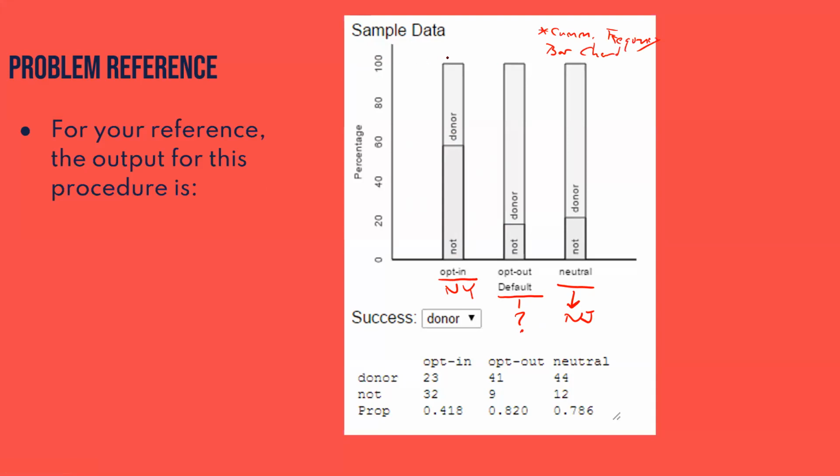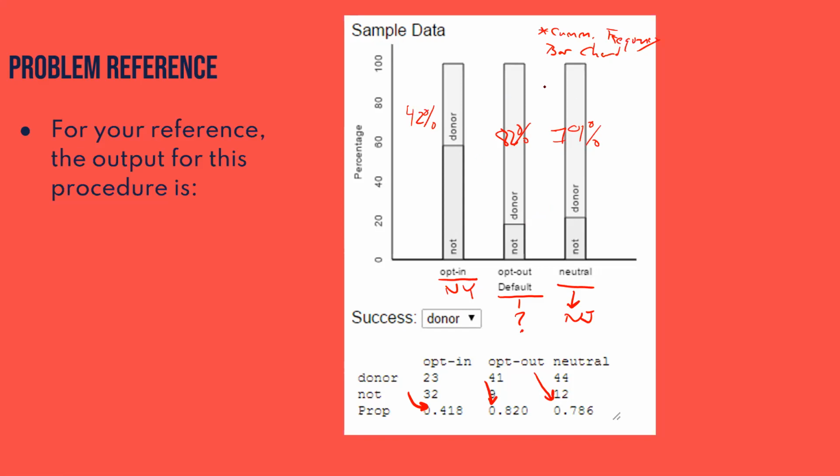What you see up here represents 100% of the people in the group. Looking right here, these are the proportion of people who chose not to be a donor in this first group and the proportion of people who chose to be a donor in this group. Down here, it tells you the proportion of people who chose to be donors. It was roughly 42% here. For the opt-out people, where you default, like, hey, you have to be an organ donor but you can choose not to be, it looked like roughly 82% chose to be a donor. And in New Jersey, where they forced people to choose, it looked like roughly 79% chose to be a donor.